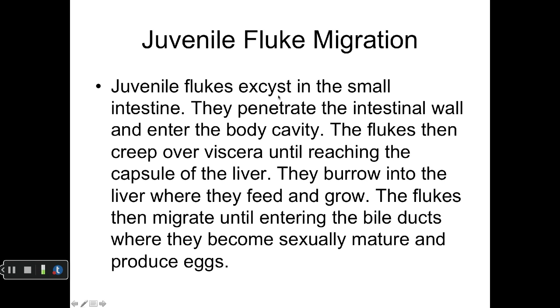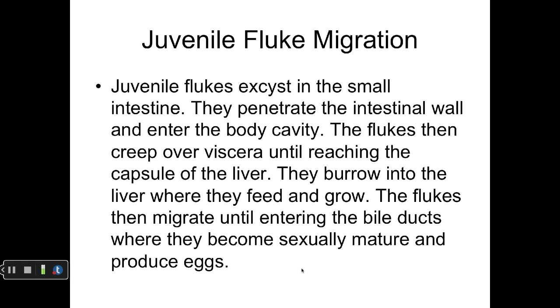So a little bit more about this migration. Even though the metacercaria excyst out in the small intestine, the juveniles do have to go through this migratory route to find their way to the bile ducts. So they penetrate the intestinal wall, they enter the body cavity, they migrate along the viscera until they reach the capsule of the liver. They burrow into the liver, they're feeding, they're growing, they enter the bile ducts, and that's where they become sexually mature and start to produce eggs.